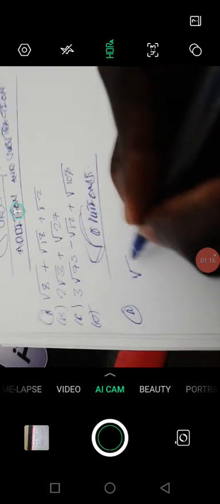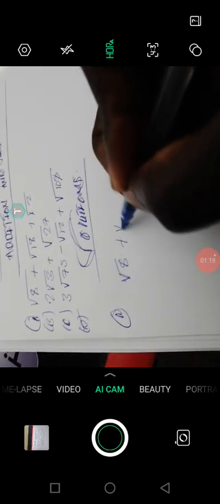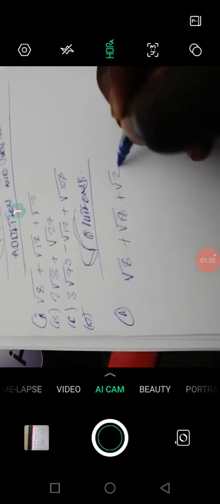Okay, what about addition and subtraction? We'll keep this short so that we create more room for understanding. We'll talk about the addition and subtraction of surds. So what's going to happen here? I've got the first question: the root of 8 plus the root of 18 plus the root of 2.